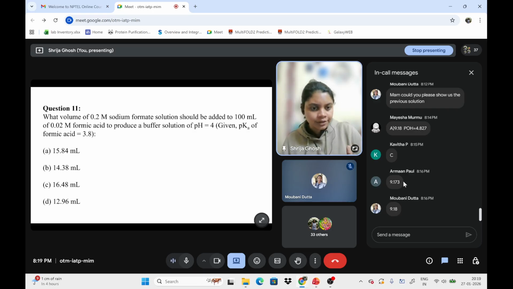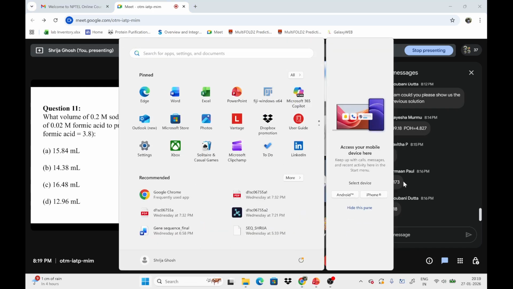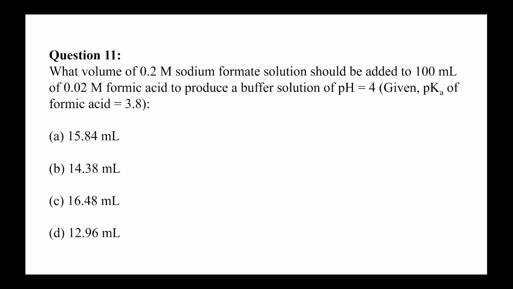Question number 11. What volume of 0.2 molar sodium formate solution should be added to 100 ml of 0.02 molar formic acid to produce a buffer solution of pH 4, given the pKa of formic acid?